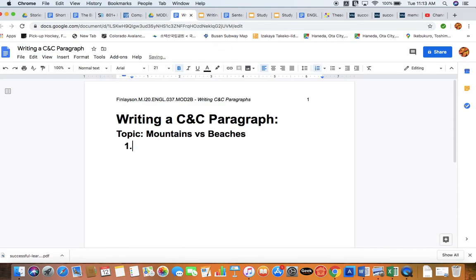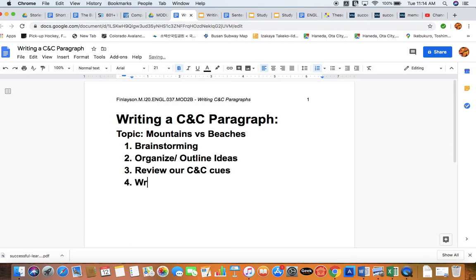Okay, so remember our basic steps to the process here. We're going to do our brainstorming first. Then we're going to organize and outline our ideas. Then we're going to review our cues. Then we write draft 1.